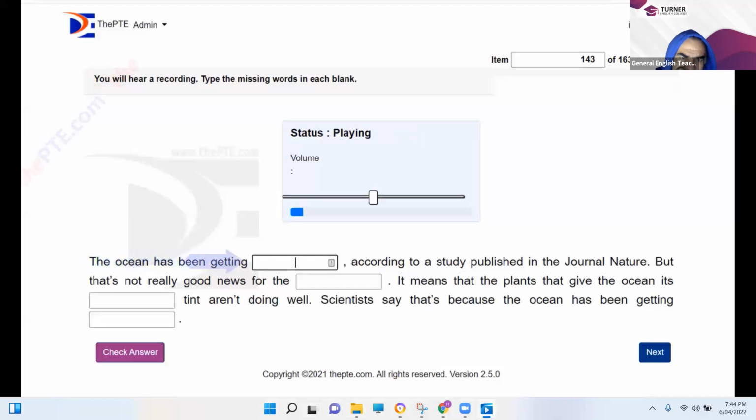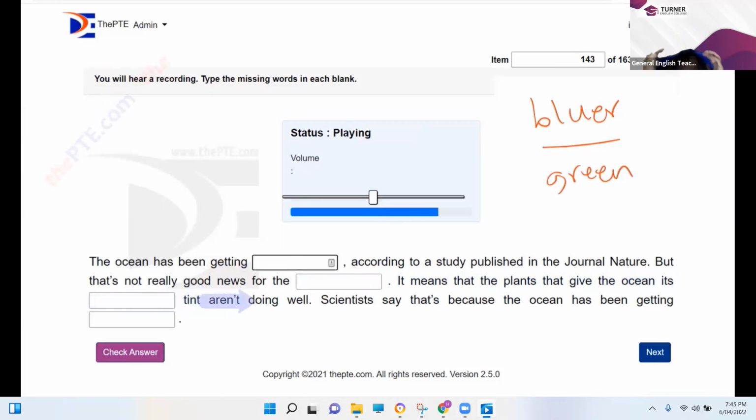The ocean has been getting bluer, according to a study published in the journal Nature. But that's not really good news for the planet. It means that the plants that give the ocean its green tint aren't doing well. Scientists say that because the ocean has been getting warmer.